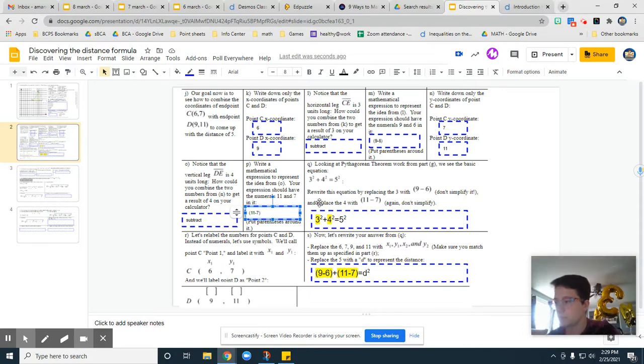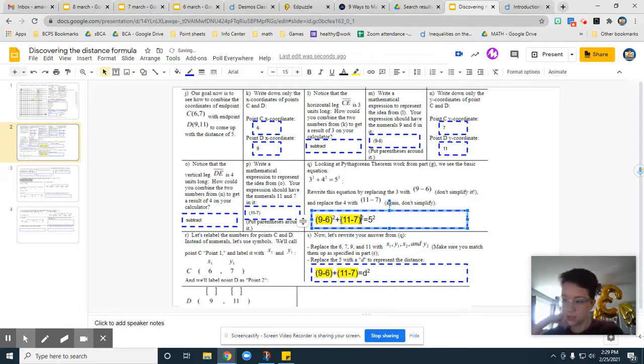Rewrite this equation by replacing the 3 with 9 minus 6. Don't simplify it. So this part right here becomes 9 minus 6. And replace the 4 with 11 minus 7. Again, don't simplify. 11 minus 7.